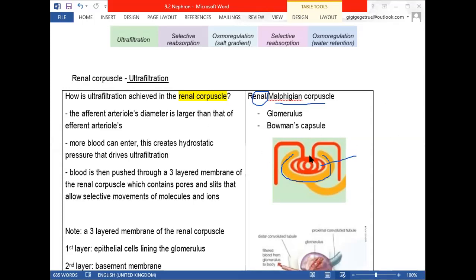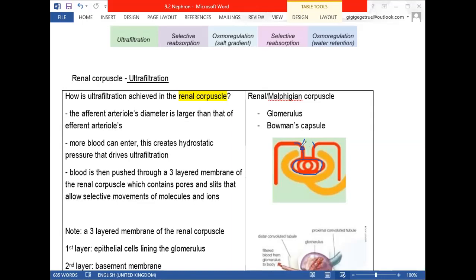So basically, if you look closer, if you look closely, the afferent arteriole, which is this one, has a larger diameter. It is slightly larger than the efferent. Okay. So when the afferent arteriole's diameter is larger than the efferent arteriole's diameter, this will cause a large amount of blood content to get stuck over here.